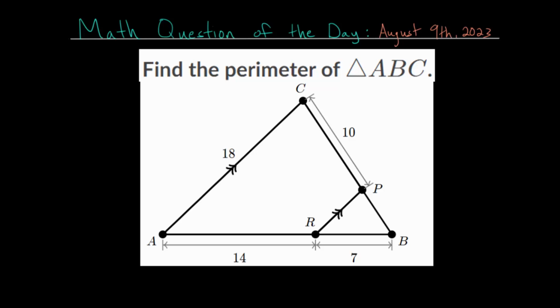In this video, I'd like to talk about the math question of the day for Wednesday, August 9th, 2023. And with this problem, we need to find the perimeter of this triangle ABC, this larger triangle here. And questions like these are typically seen in geometry classes.